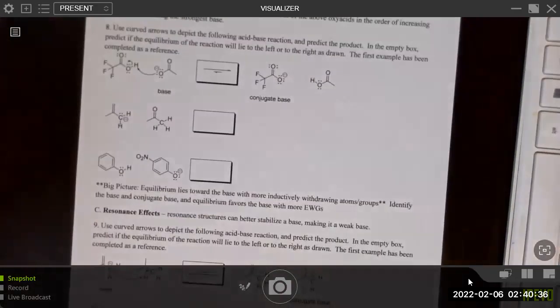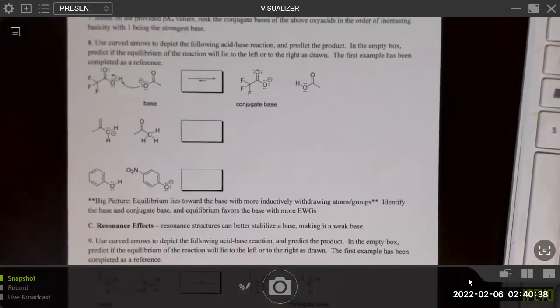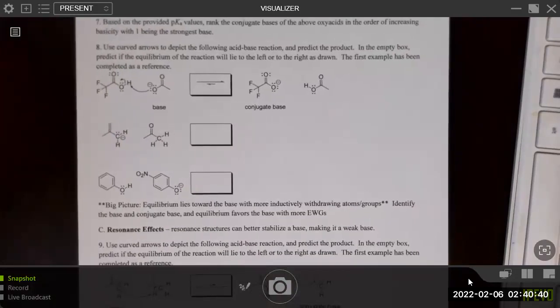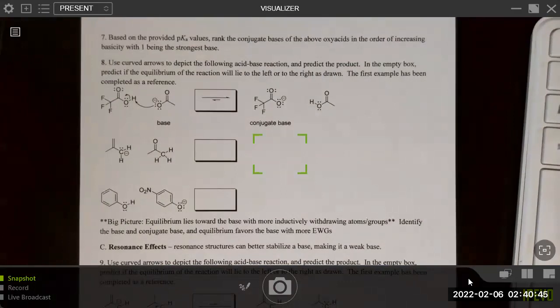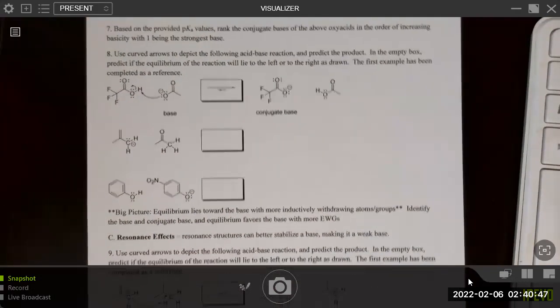All right, so moving on to question number 8. It says, let me see if I can get this a little more. Yes. Tends to get out of focus just over time.